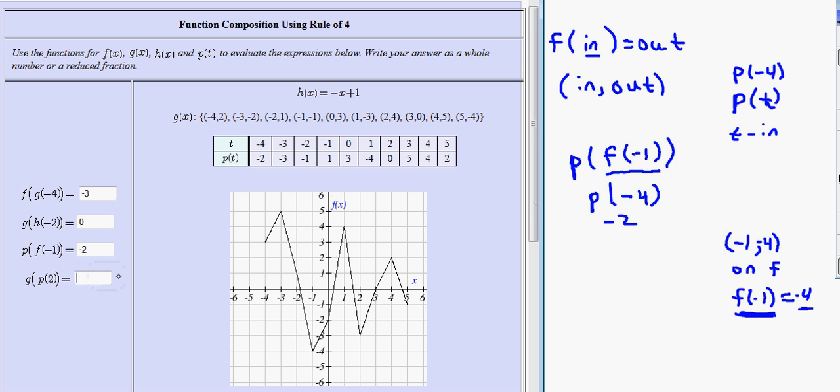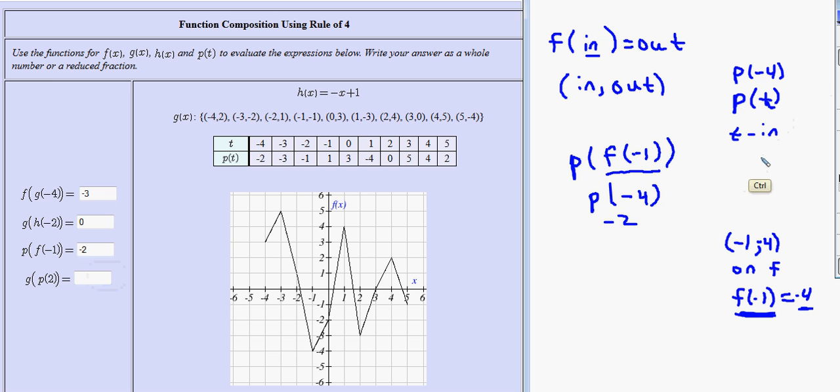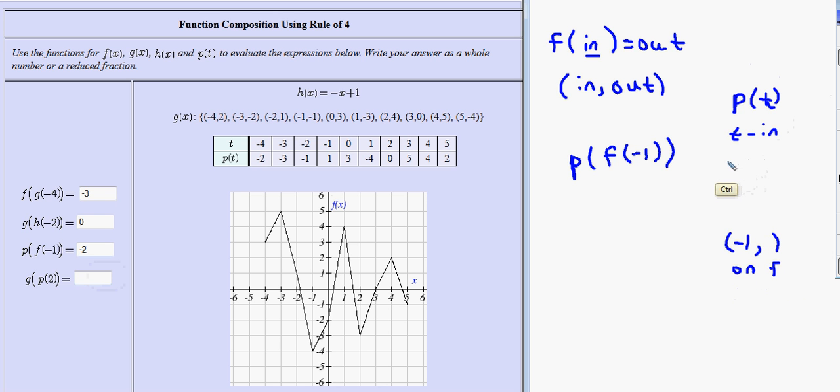The last question here, g of p of 2, I'm going to go over here and give myself some room to write. G of p of 2, let's see, we've used g before and we've used p before, so you've seen both of those formats. It's just a different question now. I need to find g of p of 2.